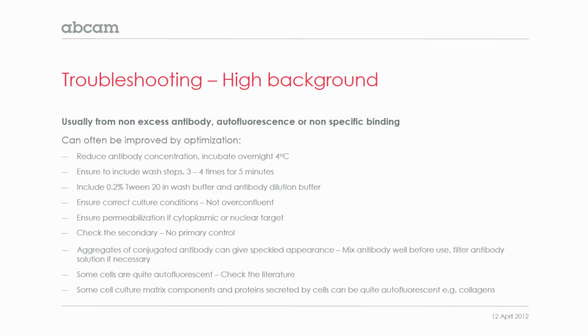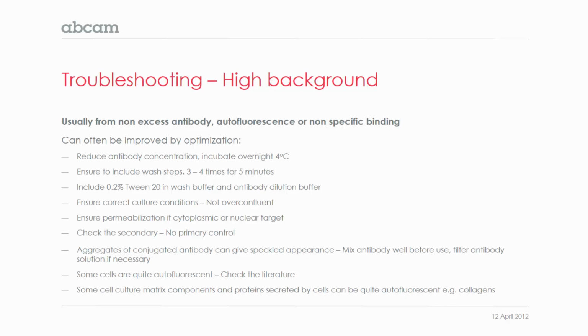Again, you want to check that you have the correct culture conditions and that the cells were not overconfluent. Ensure there's permeabilization if it's a cytoplasmic or nuclear target. That sounds quite counterintuitive, but I have found from my own experience and experience of our customers that if permeabilization isn't done when it's required, perhaps for a nuclear target, for example, that you don't get no staining. You may actually get a lot of excess staining for some reason. So just make sure you permeabilize if you need to.